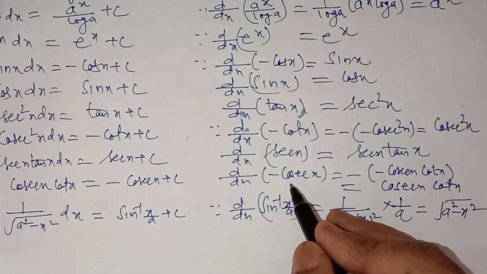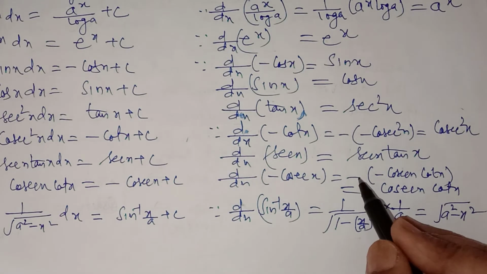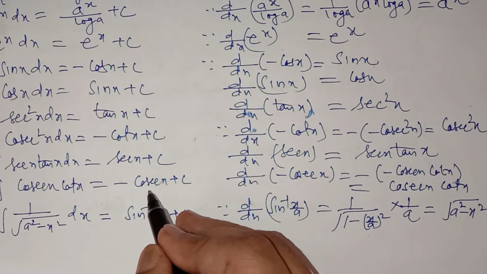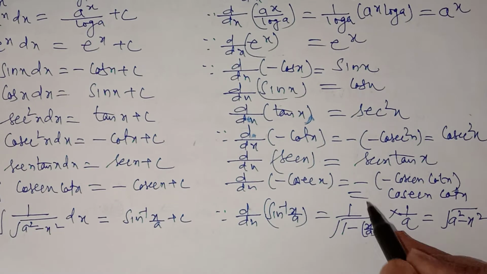Because the derivative of minus cosec x is equal to minus cosec x into cot x, with the minus sign, it will equal cosec x into cot x. So the integration of cosec x into cot x will be equal to minus cosec x.